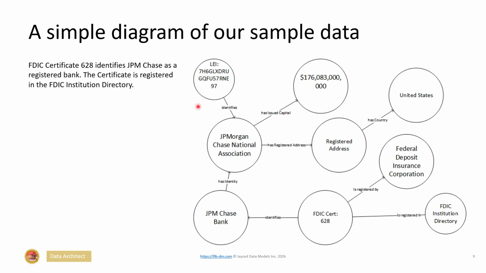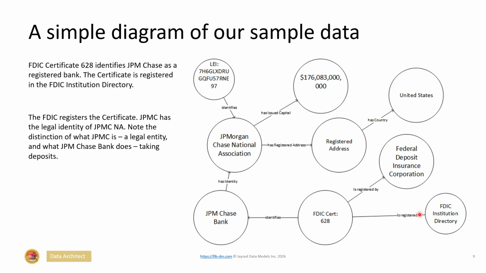And this is a generic concept map. Now, you probably have done some of these. Simply circles for the concepts and arrows for their relations. And here the FDIC certificate required data item 621 identifies in this example JPM Chase, and the certificate is registered in the FDIC institution directory. The Federal Deposit Insurance Corporation registered the certificate.